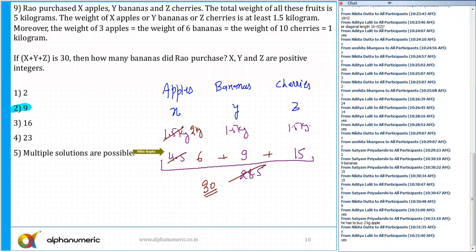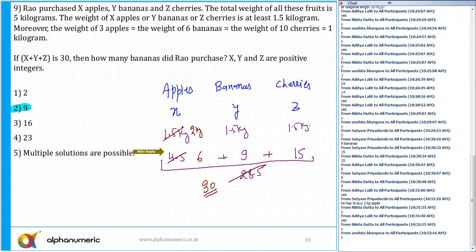Option 2. So clear? Can we move to the next question? Great.